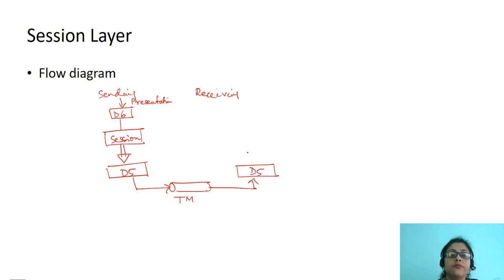When it comes to the destination computer, it receives the D5 data. It transmits it to the session layer of the destination computer. From there, it generates the D6 data and gives it to the presentation layer of the destination computer. So this is the flow diagram of the session layer.